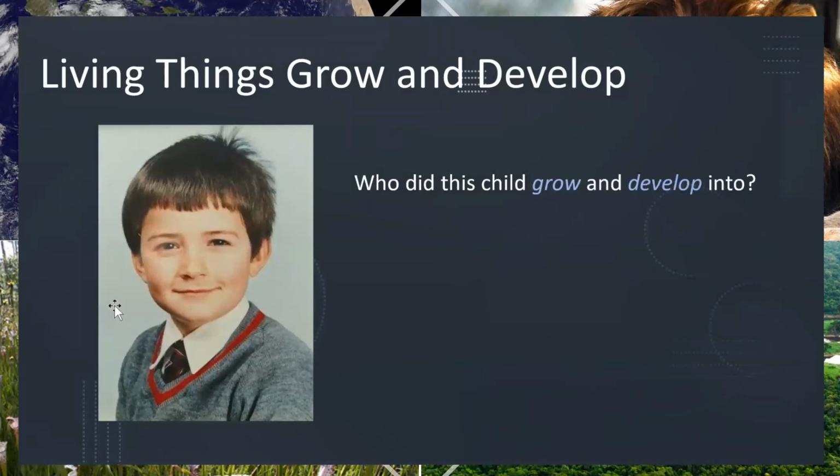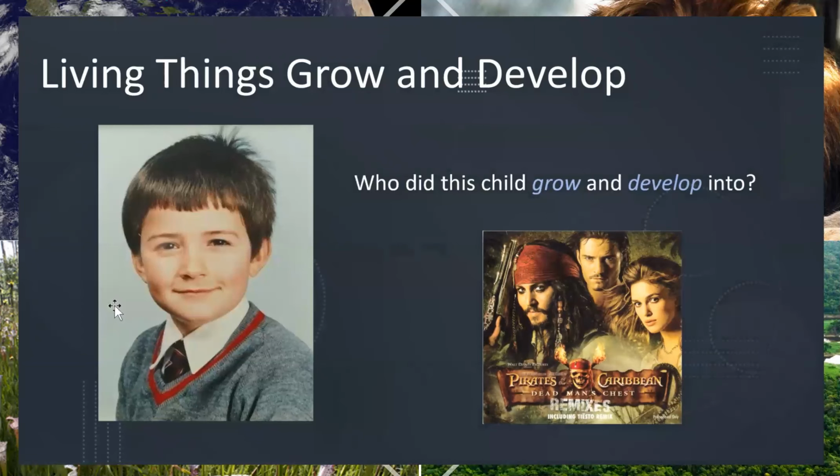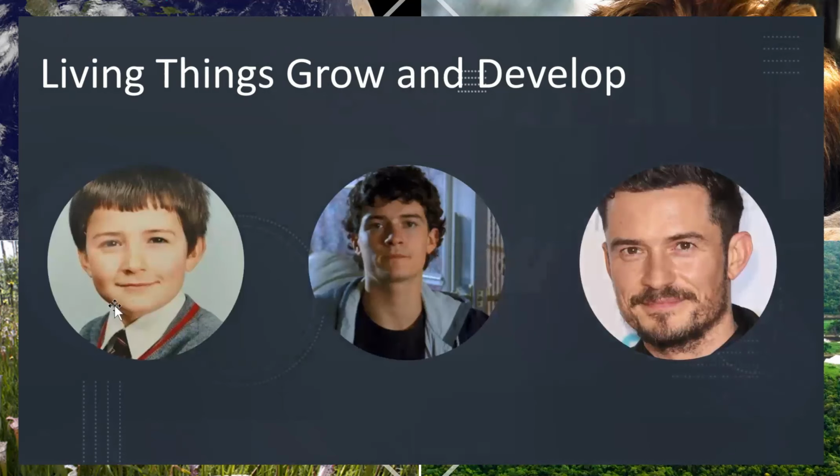So we have a picture here of a celebrity. Now, who might this celebrity child grow and develop into? Orlando Bloom. So notice there are changes that took place in the life of Orlando Bloom to bring him from the child in this picture to the teen in this picture to the adult in this picture. There were changes, there was growth, there was development.